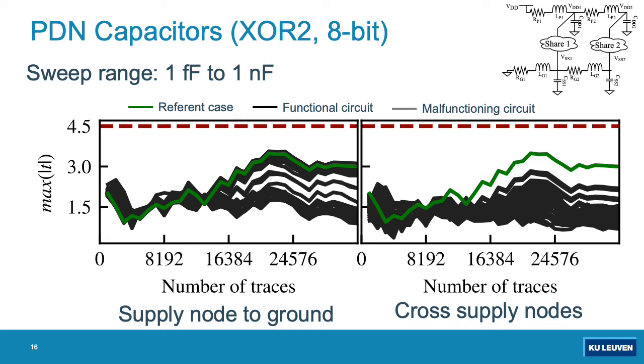Next, we look at the impact of decoupling capacitors between the supply rails and the ground on the left-hand side, as well as the capacitors additionally annotated between the supply nodes on the right-hand side. As there are several capacitors and many different values swept, we overlap different cases for simplicity. Green color is used to represent the reference case, while the black colors represent the max-T scores for different values of parasitic components. When the circuit malfunctions, the traces are plotted in gray.